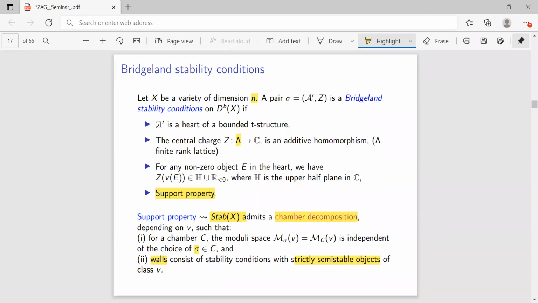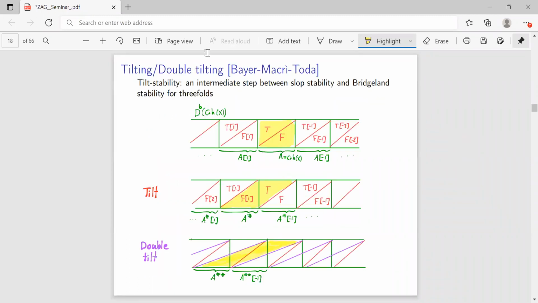Then let's see how we can construct this heart of a bounded t-structure for the case of threefolds that we care about. Stability conditions for threefolds is due to Bayer, Macrì, and Toda, and tilt stability is an intermediate step between slope stability and Bridgeland stability for the case of threefolds. So how can you define the heart of a bounded t-structure?